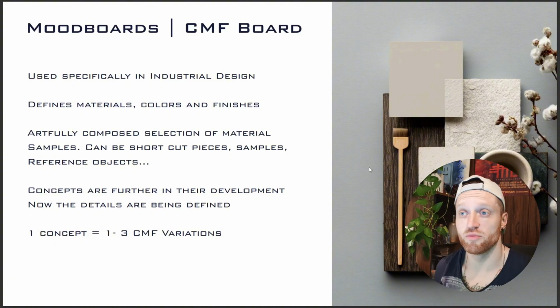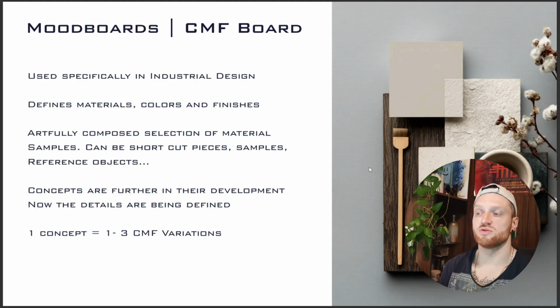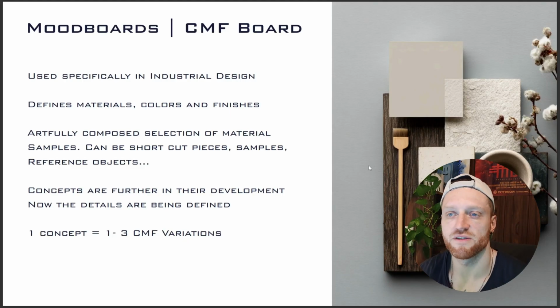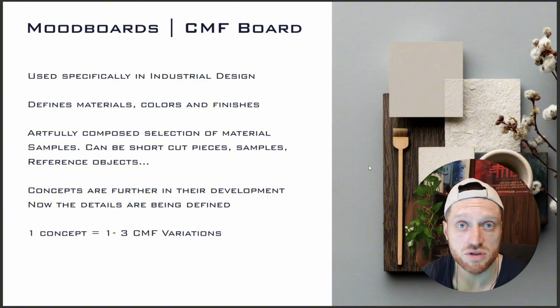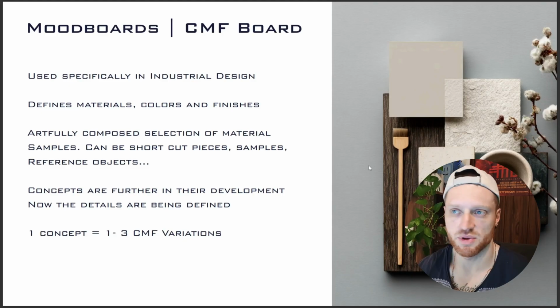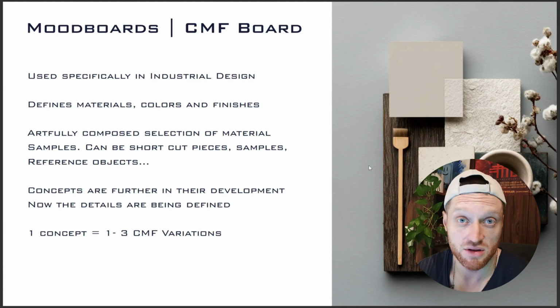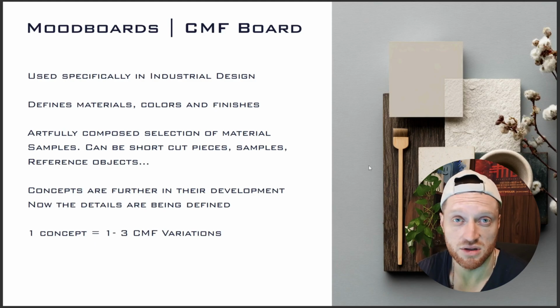And the third type of mood board that I see being used a lot is the CMF board, right? It's also used specifically in industrial design. I think also for other fields like interior, architecture, maybe fashion potentially. Definitely in automotive, right? And what the CMF board does, it defines materials, colors, and the finishes that will be used on the product. So basically CMF, right? And do you need a CMF board? Not necessarily, because you can also communicate these things all in a render.